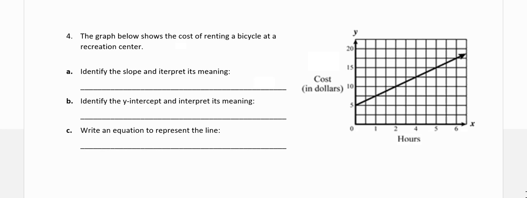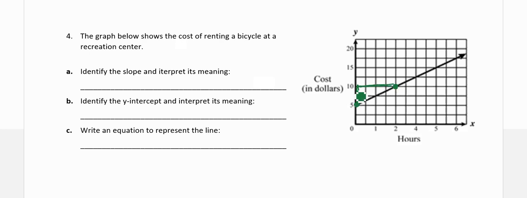Number 4, the graph below shows the cost of renting a bicycle at a recreation center. Identify the slope and interpret its meaning. Okay, so finding our slope, I'm going to find 2 points on my line. Here's a point, and I could choose this point at 1, or I could choose this point at 2. It doesn't really matter. So I'm going to choose the one at 2 so we can see a little better. I'm going to find my rise and my run.